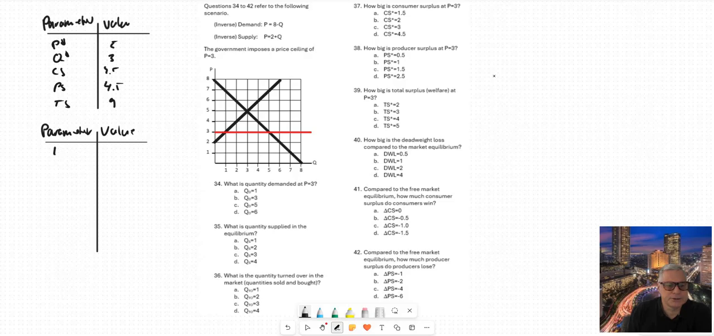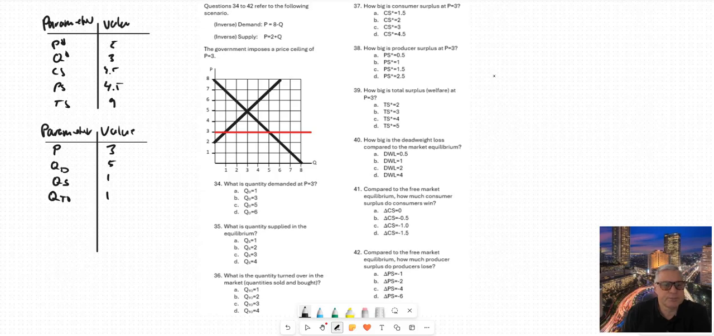Okay, so the price is 3, the quantity demanded is 5, quantity supplied is only 1. Okay, so again, what's the quantity turned over? So the quantity turned over is only 1. Because what can you do if only 1 is being supplied? When people demand 5, only 1 can be turned over. So now we have to do our welfare analysis.